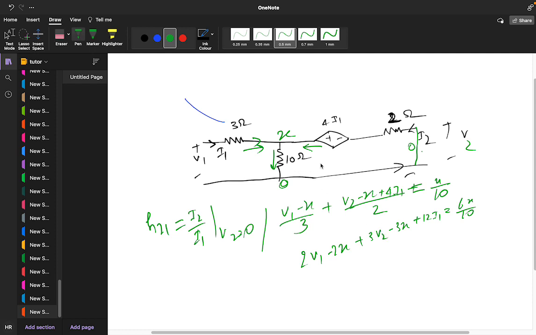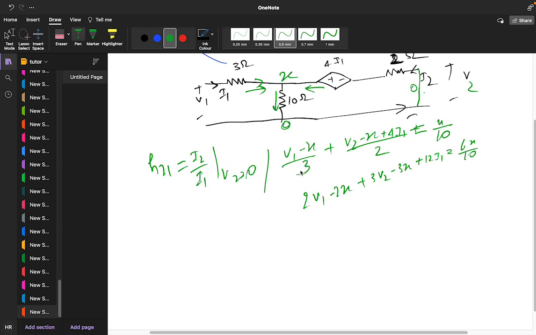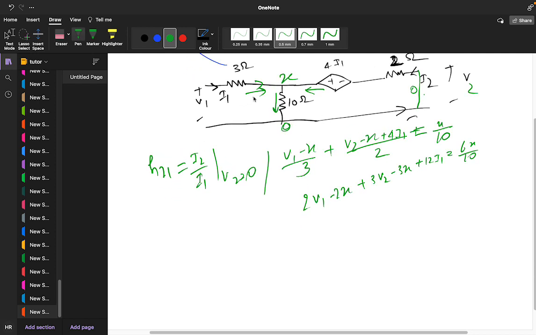Or we can do one analysis like this. Okay, suppose this is our I1 current, this is our I2 current. First apply KVL here. You will get minus V1 plus 3 I1 plus I1 plus I2, I1 plus I2 into 10 is equal to 0.